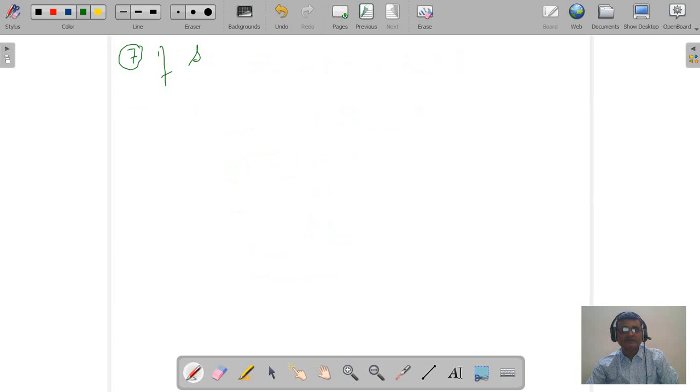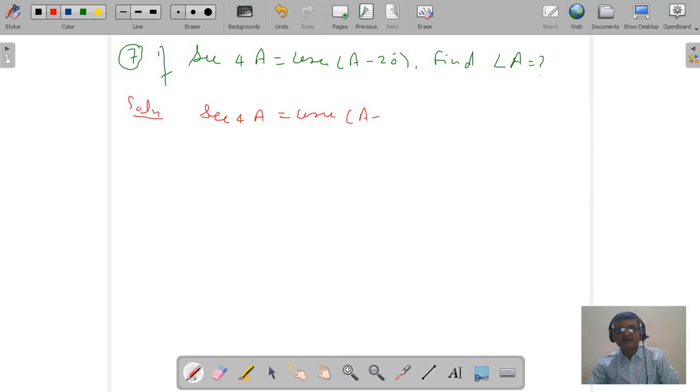If sec 4A is equal to cosec (A minus 20 degree), find A. Find angle A. Now you see this sec 4A is equal to cosec (A minus 20 degree). This we can write as cosec (90 minus 4A), and this is equal to cosec (A minus 20).